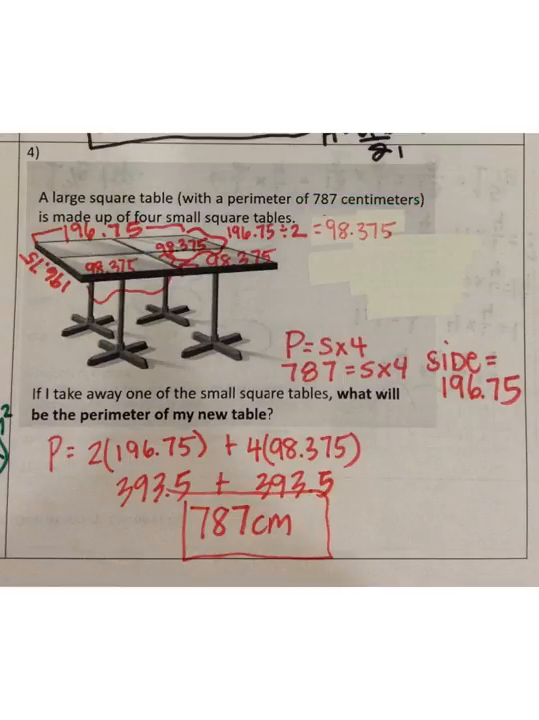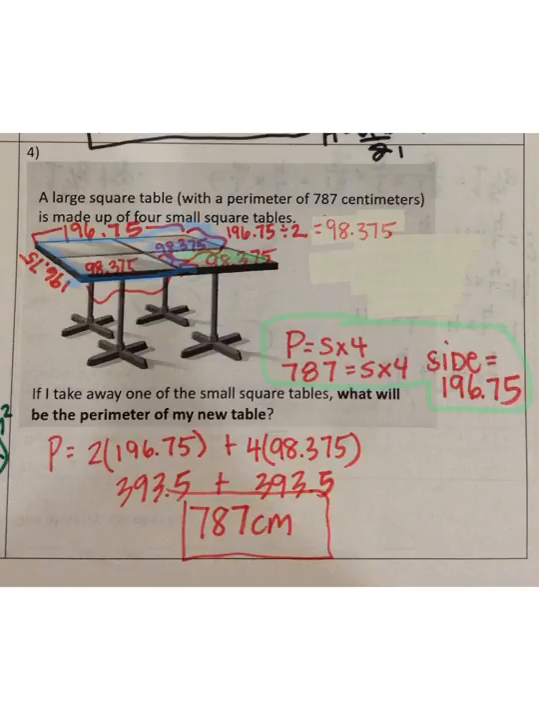All right, so first I started with perimeter is side times 4. So if I divide 787 by 4, that means that my sides are going to be 196.75. So again, I'm taking out this guy right here. So these two complete sides here are going to be 196.75, 196.75. And then I only want half of this, half of that, half of this, half of that. So I took 196.75 and divided by 2 and got 98.375.